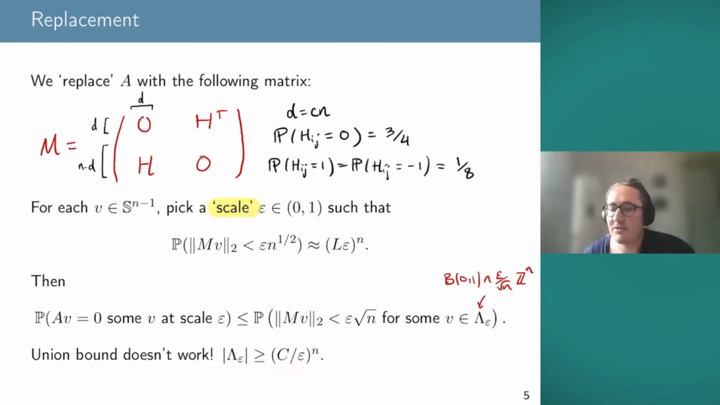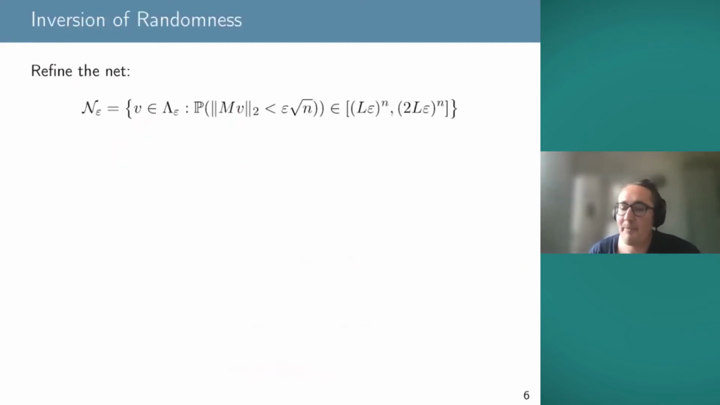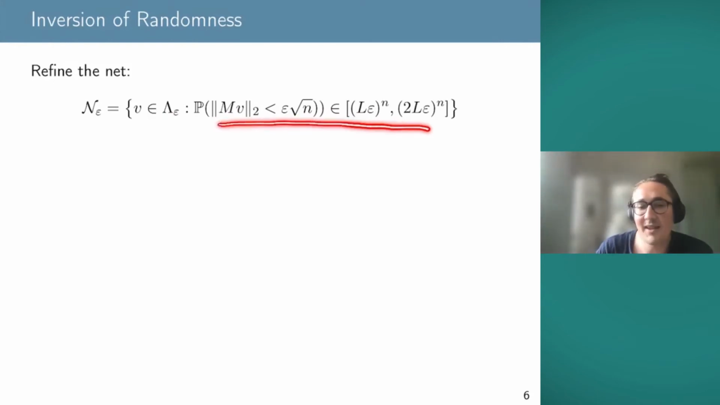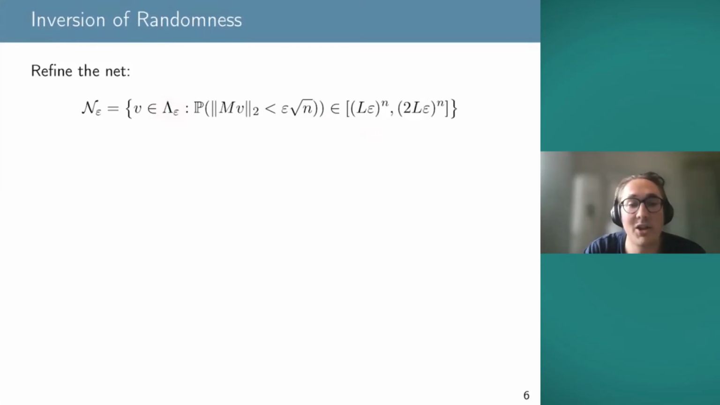So the idea is to refine the net and just remember that, okay, I'm in my discrete sphere, but also V has this special property that it's at scale epsilon, meaning that the probability it's close to 0 is roughly L epsilon to the n. So let me just remember that property of V. And what I'm going to show is almost all vectors in my discrete sphere don't satisfy this property. In fact, I can throw away tons and tons of vectors from lambda epsilon, and this is still a good net for vectors at scale epsilon.